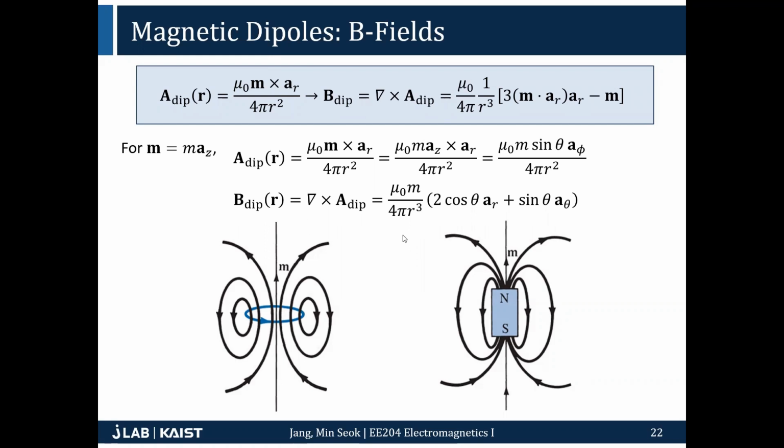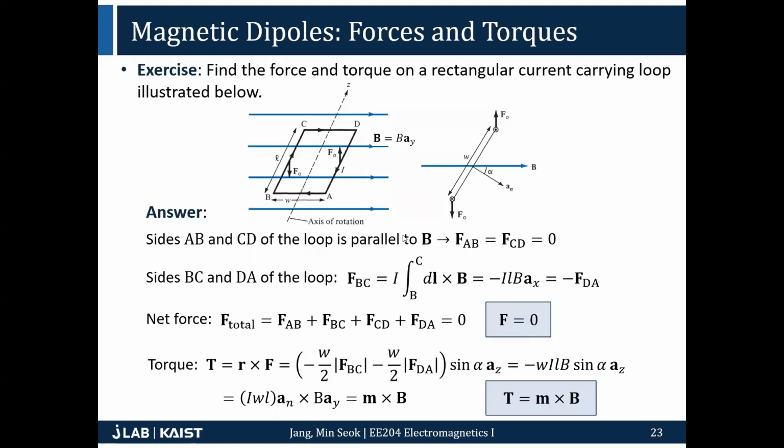Okay, so now you have a magnetic dipole. You can simplify many quantities using this magnetic dipole. So here's one example. This example asks you to find the force and torque applied on this rectangular current loop. And here the current is rotating like this. Okay, and then the B field is along the y direction.